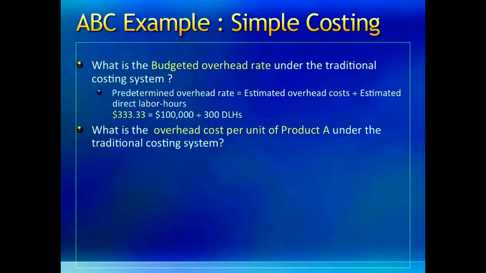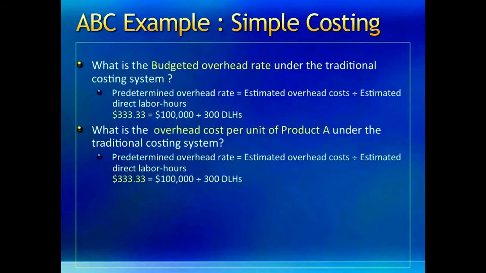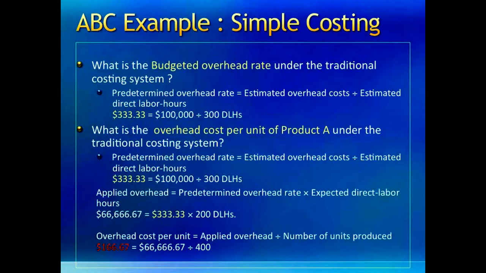The next question wants you to calculate the per unit overhead cost of product A. Remember, overhead cost, not total cost. Under the traditional system, we will calculate total overhead applied to product A first and then divide it by the number of units to get the per unit cost. In step 1, we use the estimated overhead rate we just calculated, so we have 333.33 per direct labor hour. In the next step, we multiply this rate by the actual number of direct labor hours used by product A.